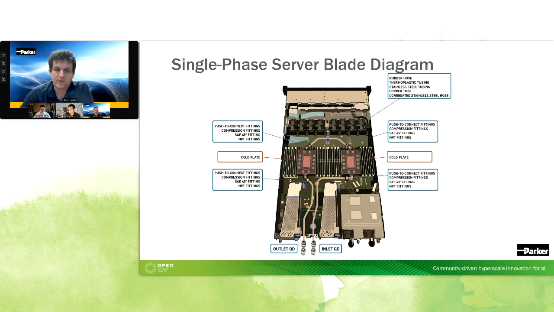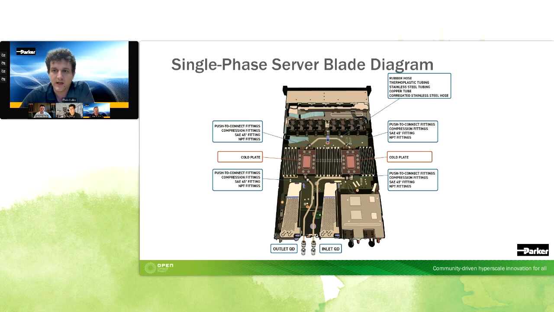The next slide that we're going to look at is what the server blade looks like. This is one of the most important parts of your systems. In your server blade, on your main side, you're going to have your inlet QD, so your quick disconnect, which brings your fluid in. You're going to have some type of rubber hose, thermoplastic tubing, stainless steel tubing, copper tube, whatever fluid transfer method you want to use. And then you're going to have your cold plate, and your cold plate is going to have fittings in order to connect to the tube or the hose or the fluid transfer tubes. And usually this is what a normal server blade level looks like right now.